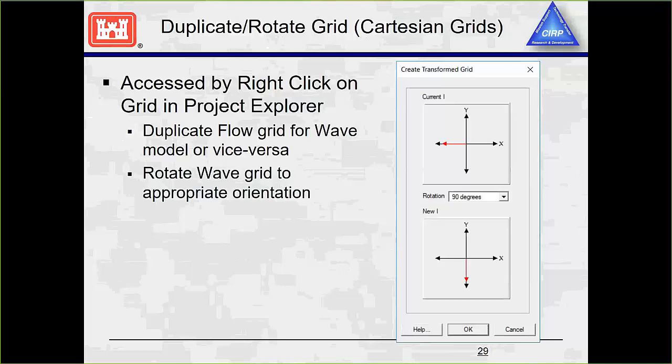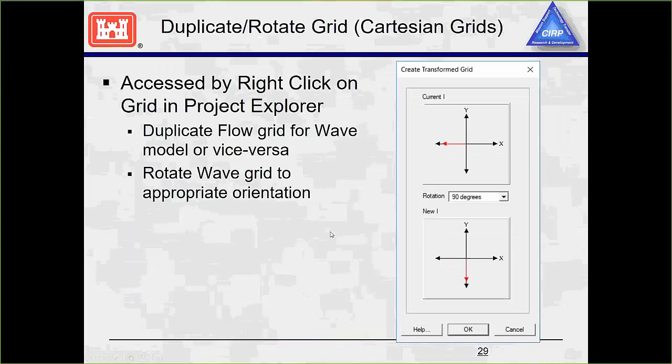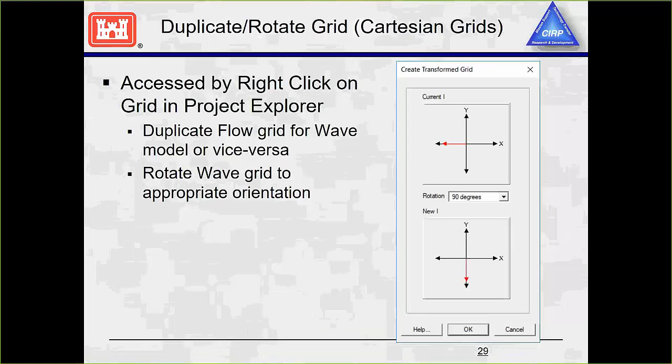Rotating your grids for Cartesian grids. This is something we may need if we have an existing wave grid and we want to create a flow grid directly from that matches the domain. We'll begin a little bit later on, but that is possible.